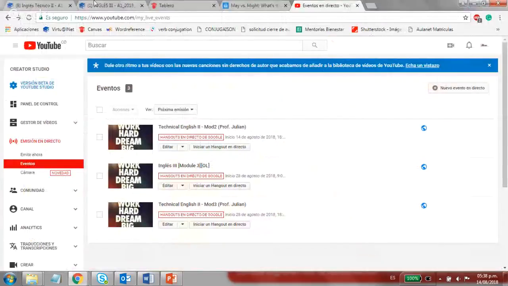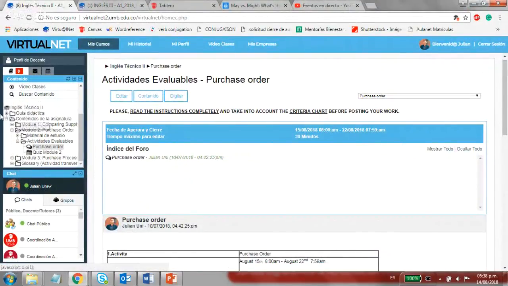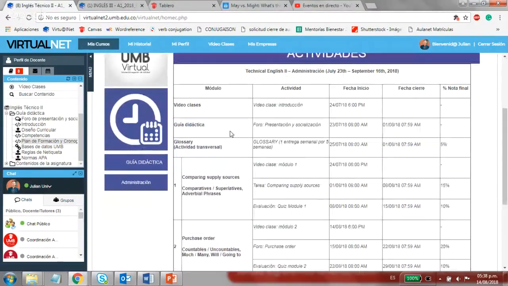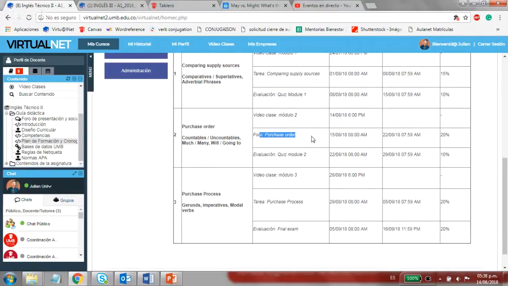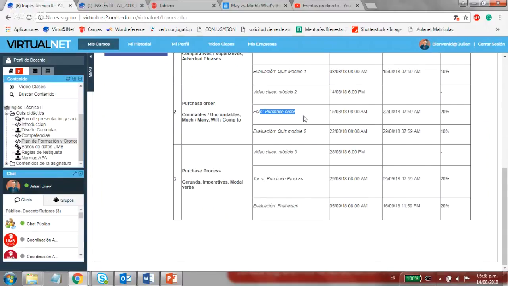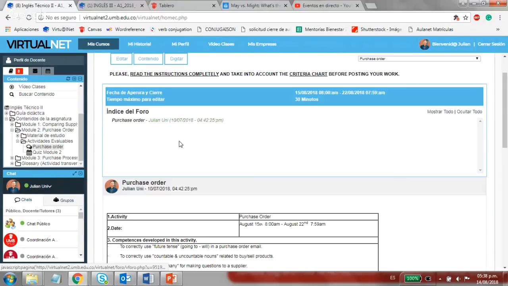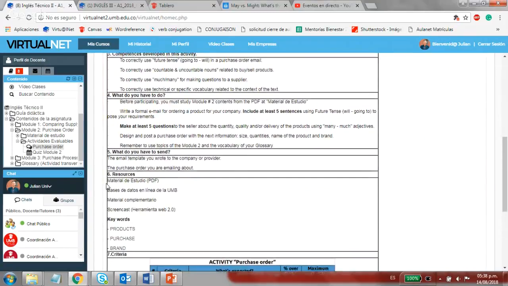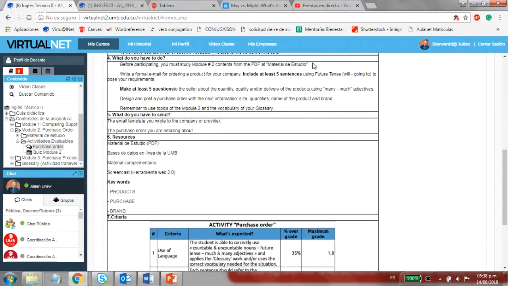Okay, that's for the presentation today, but I'm going to show you what we are going to do for next weeks. So, for example, this module 2, we are going to do this form that is called purchase order, then the evaluation of the module. About purchase order, what we are expecting is to develop the future tense, countable and uncountable nouns, the use of how many and how much, and to use specific vocabulary required for the activity. So please study the PDF of this module number 2, or check our video class, the full video class. Now, for this activity, you are required to write a formal email for ordering a product.